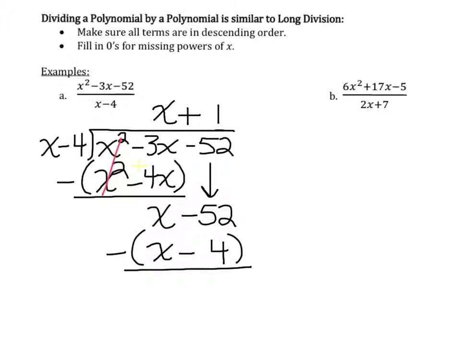Notice here, I'm subtracting not only the x, but I have to subtract this minus 4. All right, so x minus x, they cancel. And remember, when I subtract this negative 4 here, subtract negative 4, that's going to be the same thing as adding 4. And so what I'm really doing is a negative 52 plus 4, and negative 52 plus 4 is a negative 48. And I'm done there. That is my remainder.